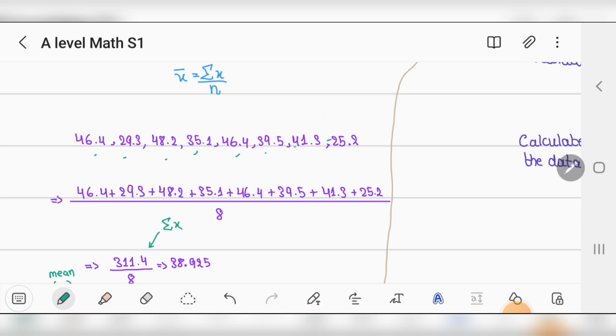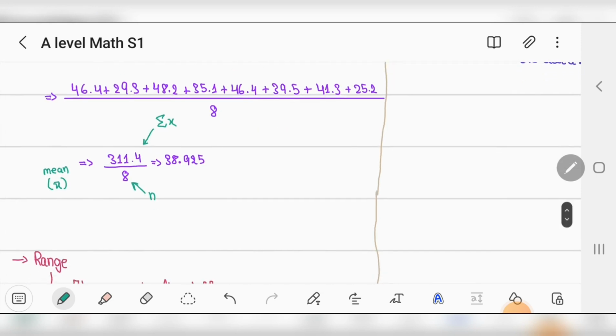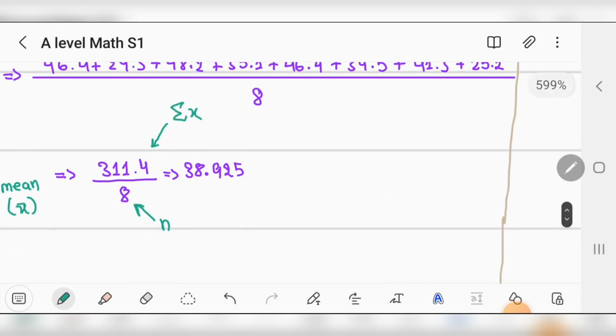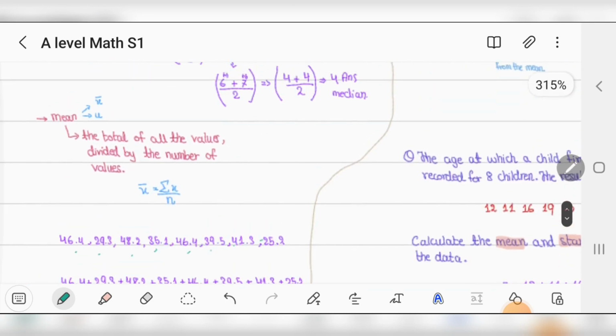So what is the average? The average is known as the mean. We have these 8 numbers, we're going to add all of them, and then divide by the total number, 8. So we got 38.925. This is the average of the whole number combined and divided by the total number. This is the mean. It's not rocket science, it's very easy.